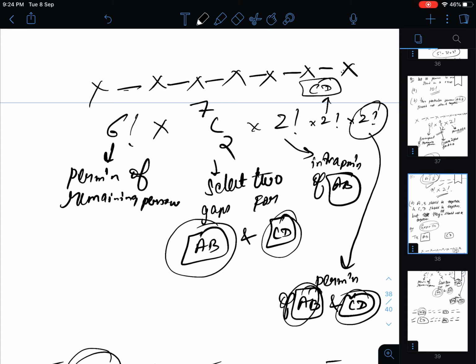So once again, 6 factorial is the permutation of remaining persons. First of all, we put the 6 persons separately and we permute them. Then in the 7 gaps that are created, we select 2 gaps where we have to put the boxes of AB and CD. Once we have put the boxes, we intra-permute AB or BA. Then we intra-permute CD, that is CD or DC. And then we permute the boxes which contain AB and CD. So this is your answer.